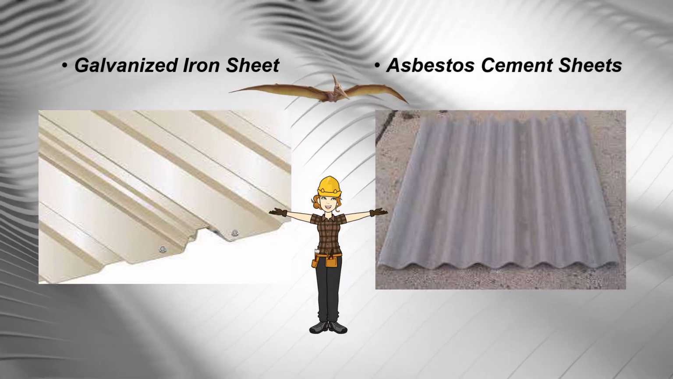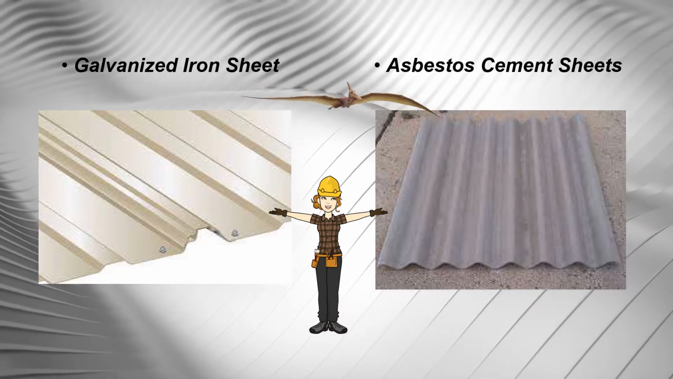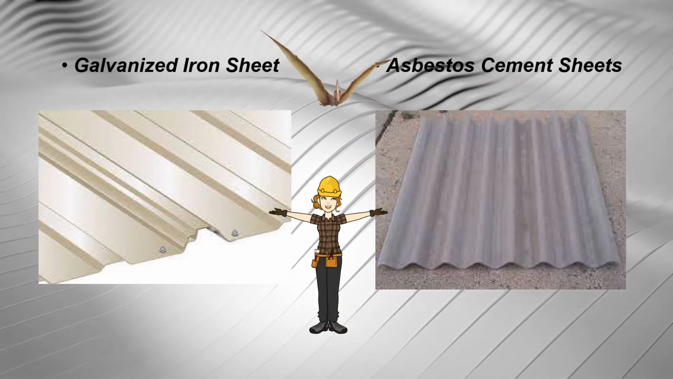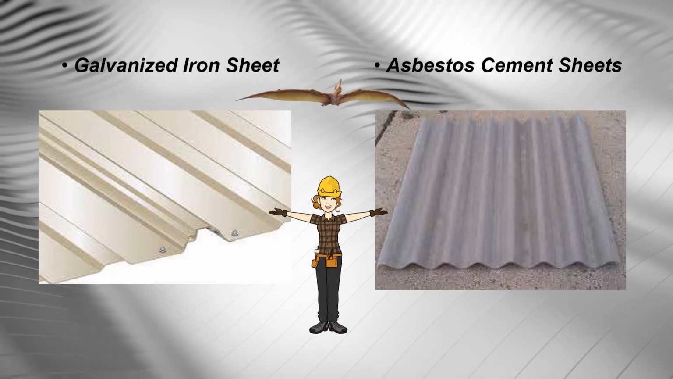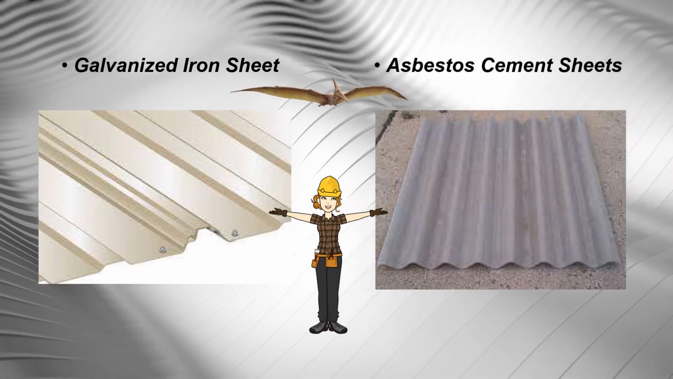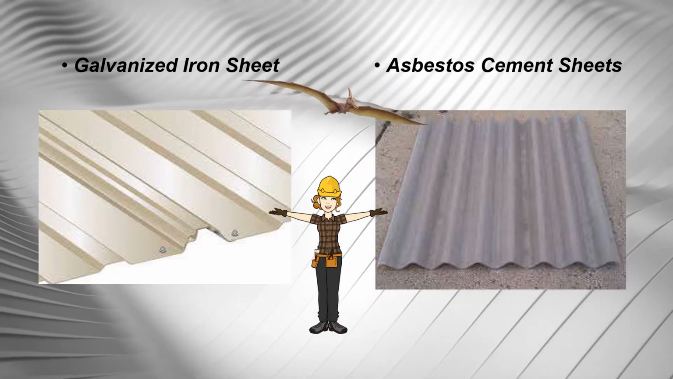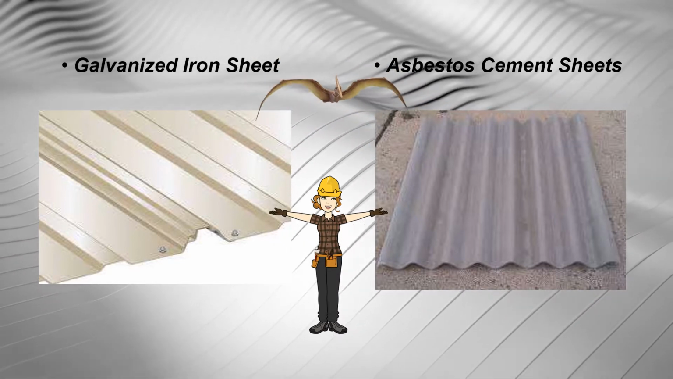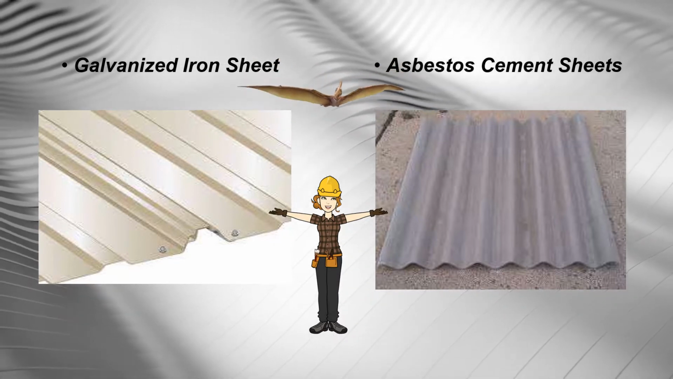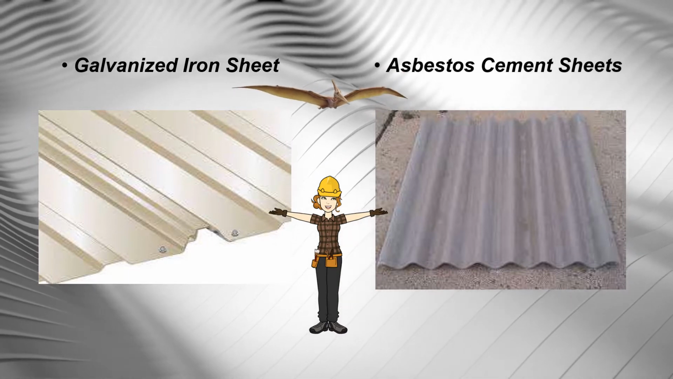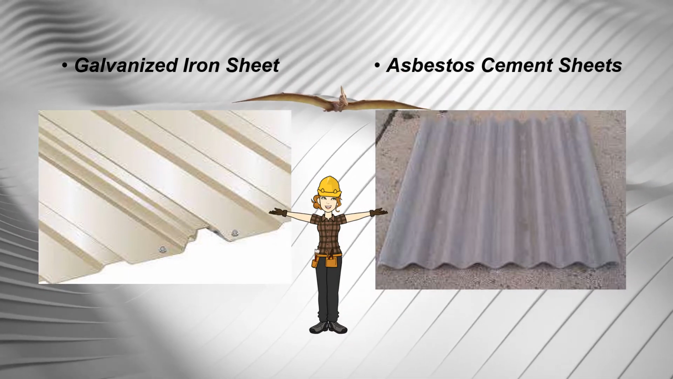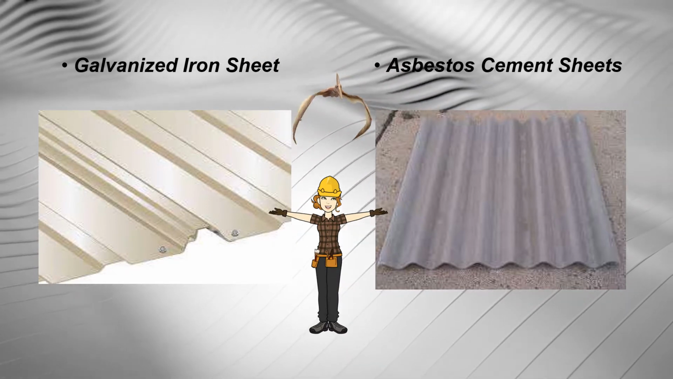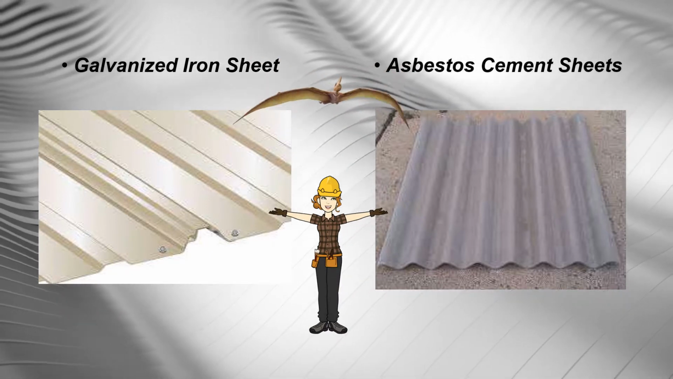Asbestos cement sheets do not decay because of atmospheric action. These sheets are available in 1.7 meter, 2 meter and 3 meter lengths. These are manufactured in 6 mm and 7 mm thickness. For asbestos cement sheet, the purlin spacing may vary from 1.4 meter for 6 mm sheets and 1.6 meter for 7 mm sheet.